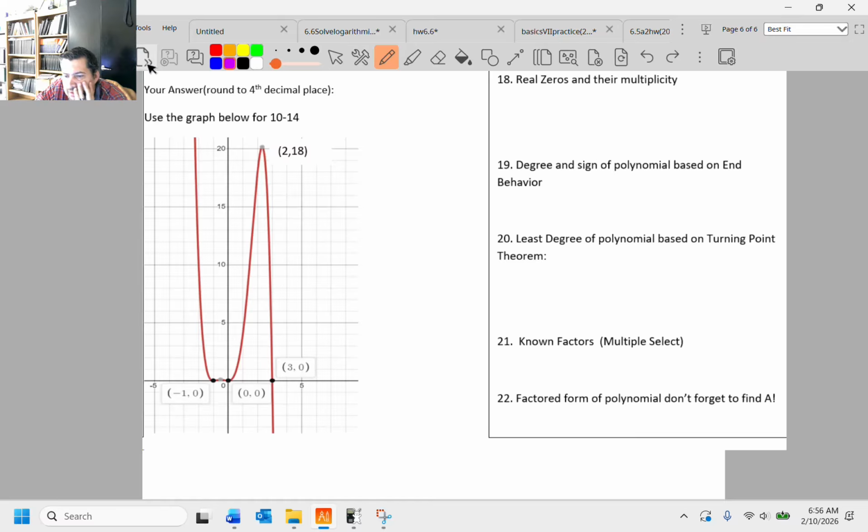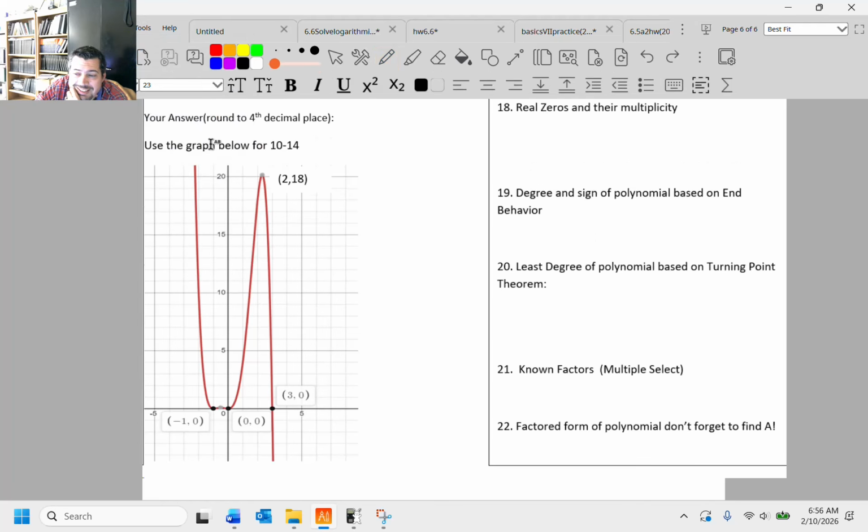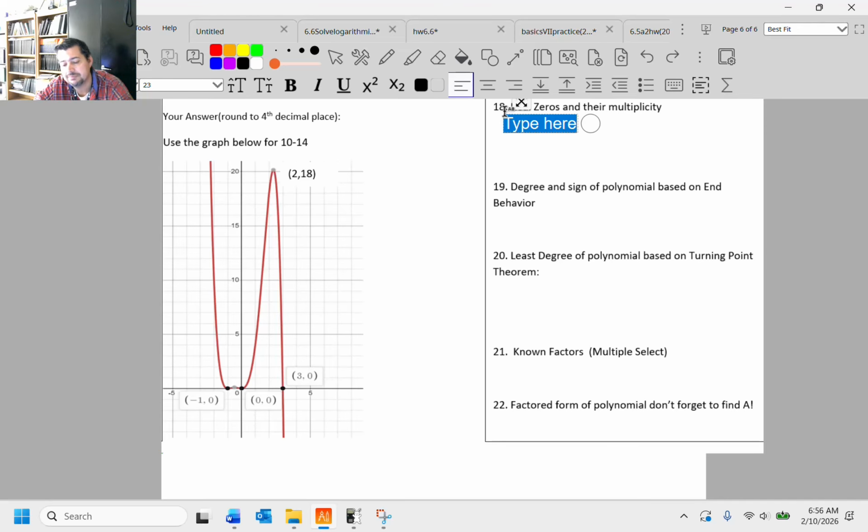Use the graph below for 10 through 14, which is obviously labeled 18 through 22, because I can't type. But anyways, find the real zeros and their multiplicity. Real zeros are also known as x-intercepts. And multiplicity is pretty easy. If you cross the x-axis, multiplicity is 1. If you touch, multiplicity is 2.